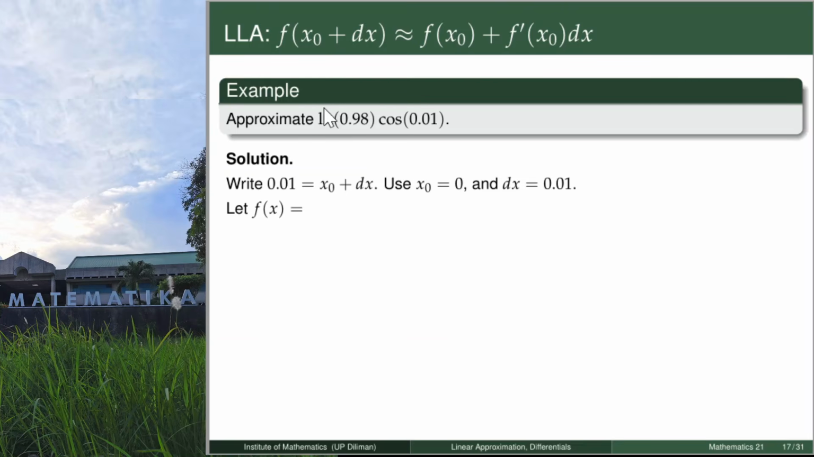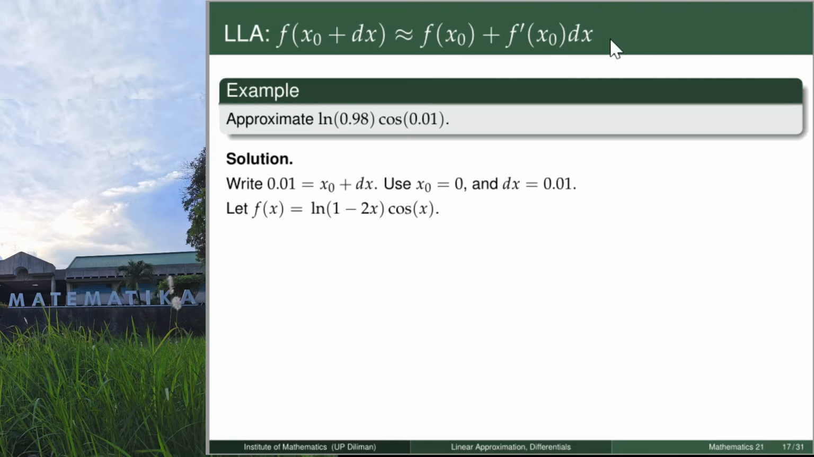Therefore, you can write the function for ln 0.98 as ln of 1 minus 2x. Why is this correct? Because if you plug x0 plus dx, which is 0.01, into f of x, you will get cosine 0.01, and that's correct. And here you will have 0.01 times 2 is 0.02, 1 minus 0.02 is 0.98. So you get exactly the same thing. So using this function, we will apply our local linear approximation.